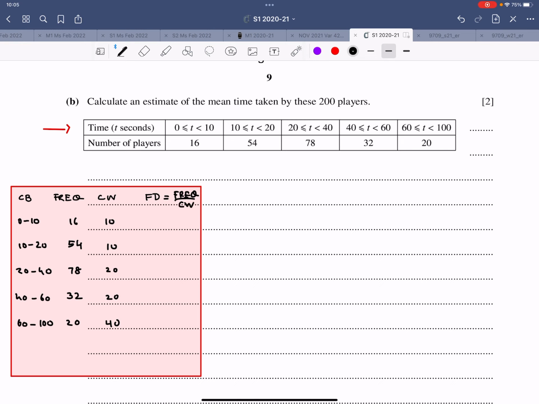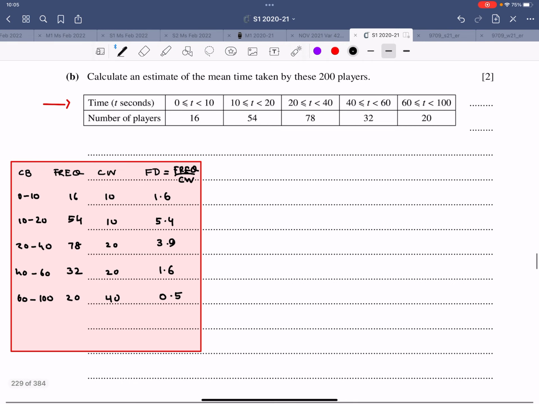So now 16 divided by 10, that is obvious, 1.6. This is obvious, 5.4, this is 3.9, and then 32 over 20, 1.6, 20 over 40, 0.5. So now the highest value is 5.4.